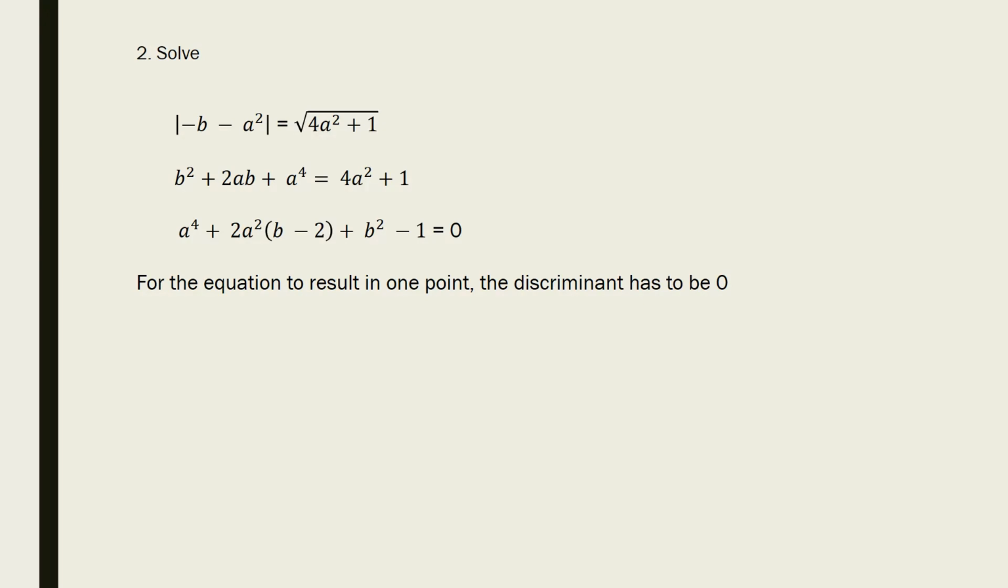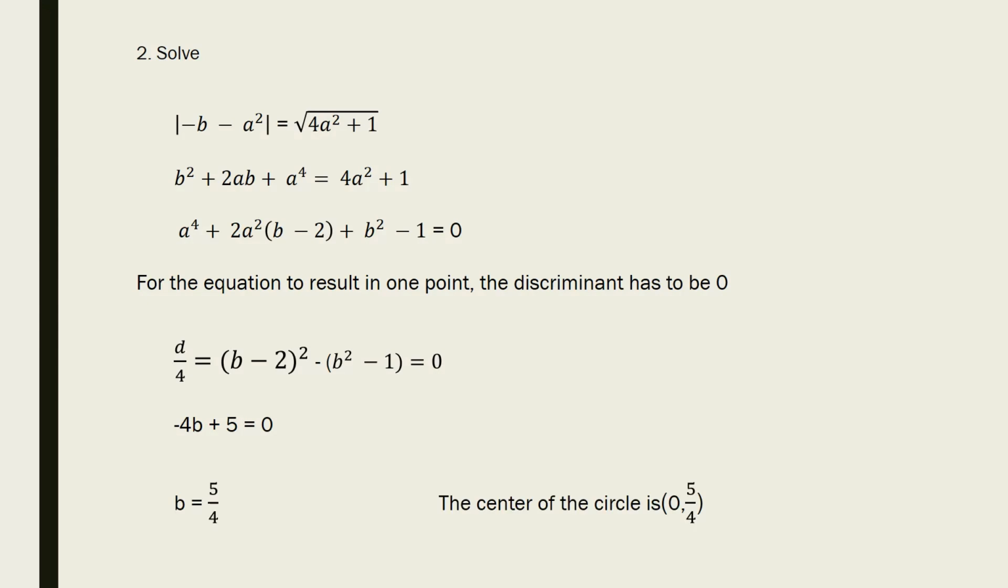And for the equation to result in one point, which is the center of the circle, the discriminant of the function has to be 0. So the discriminant of the function, which is minus (b minus 2) squared minus (b squared minus 1), has to be 0. So at the end, it'll be minus 4b plus 5, and b will be 5 over 4. So the center of the circle is (0, 5 over 4).